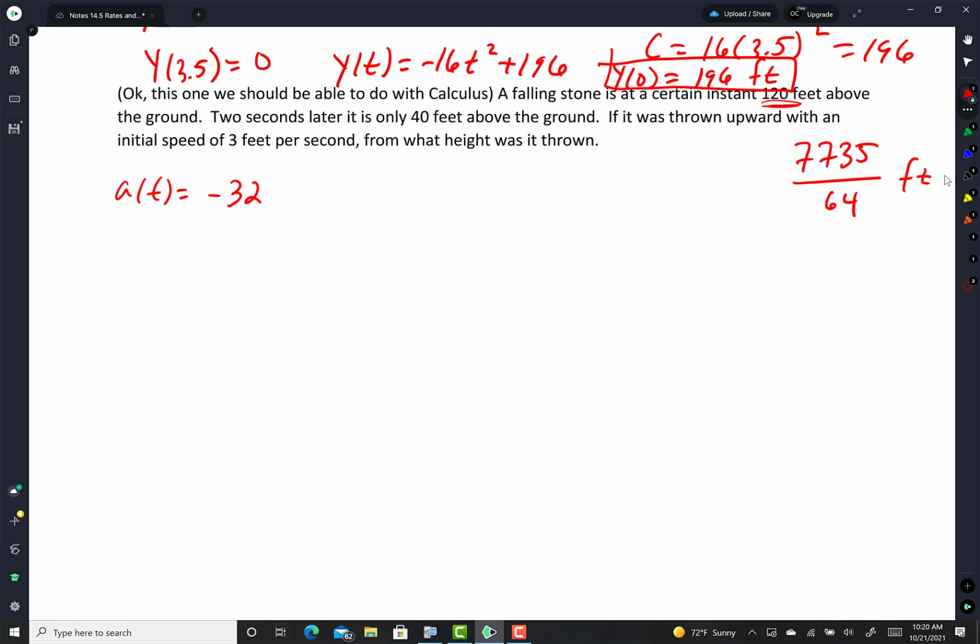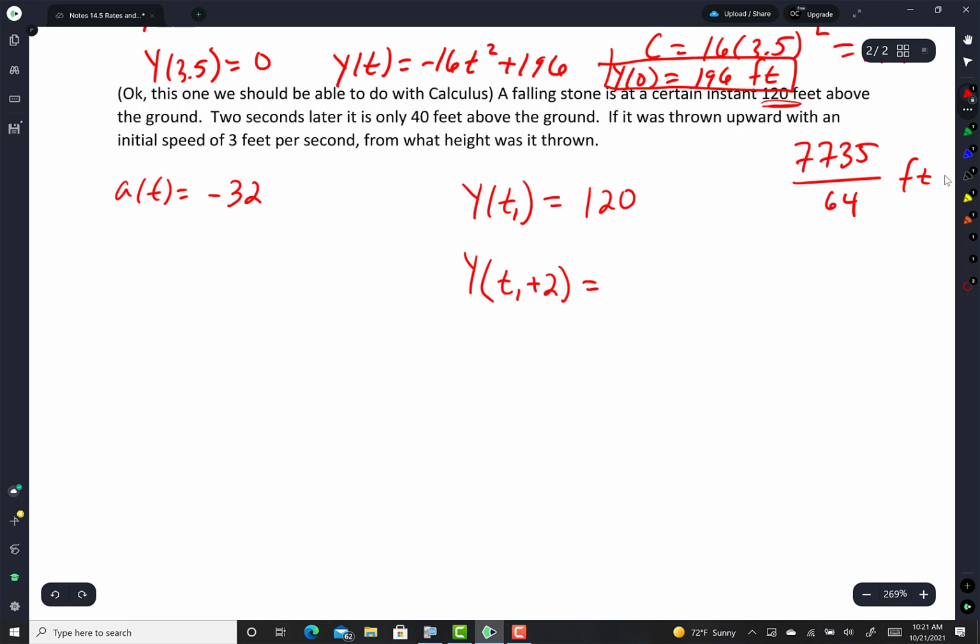Let's write what we know. At a certain instant, it's 120 feet. We don't know what instant that is, so I'm going to write y of t1. Usually you don't want to use t0 because t0 stands for initial, so you go t1, t2, t3, whatever. At t1, I'm at 120 feet. And 2 seconds later, t1 plus 2, it's 40 feet. So there are 3 things that we know.